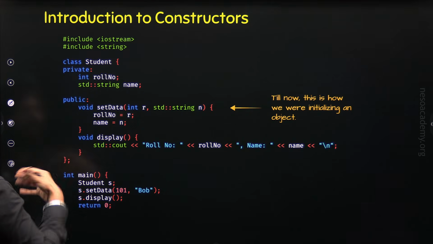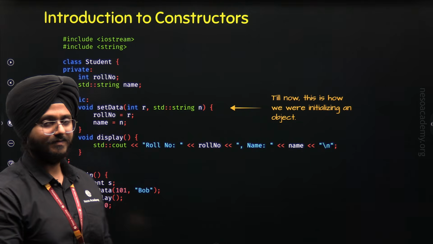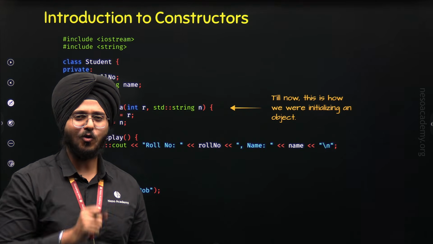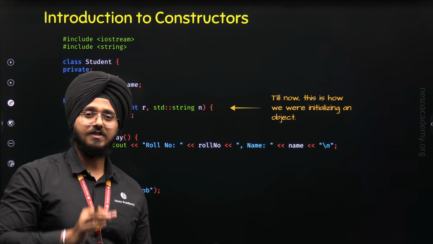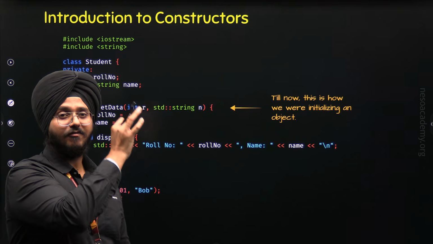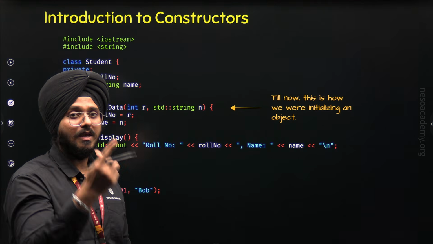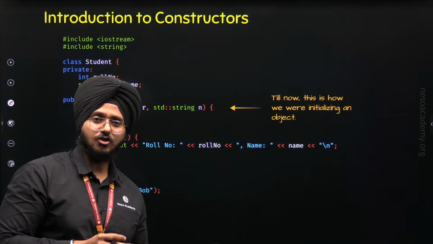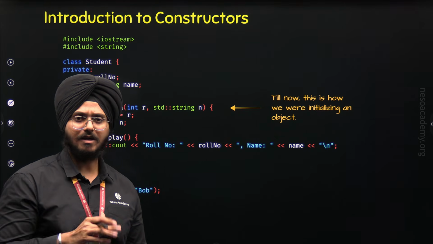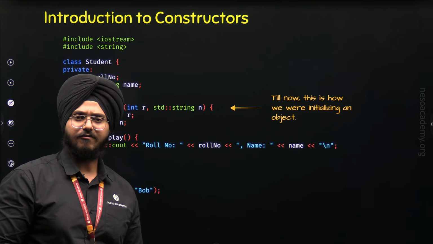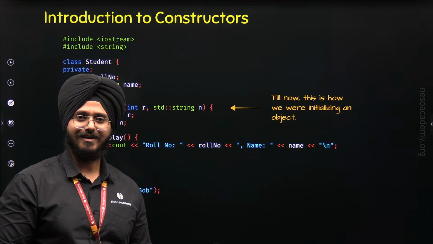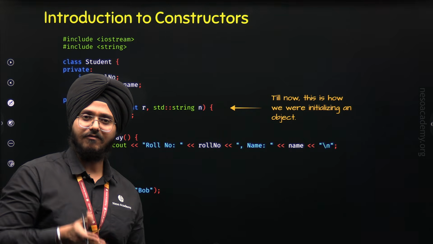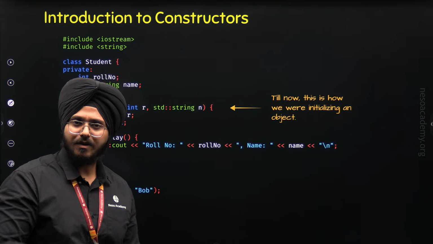But this is not how C++ wants this. This is against the main goal of C++. Do you know what is the main goal of C++? The main goal of C++ is to make the user-defined data type mimic the behavior of the built-in data type. We know what are built-in data types. Integers, floats, characters, these are built-in data types. Let's say we define a variable of type integer. We do not have to call the function to initialize the variable. We can initialize the variable directly via the assignment operator.